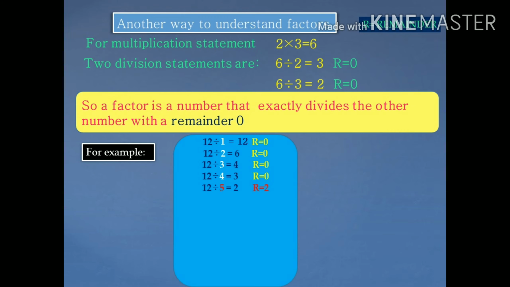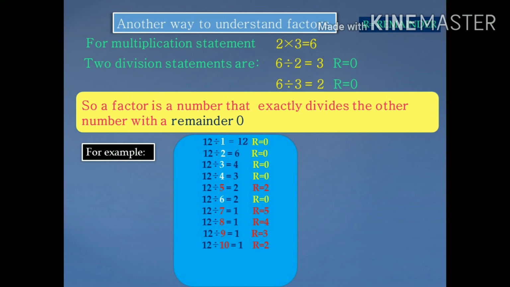12 divided by 5 is equal to 2, with remainder 2. 12 divided by 6 is equal to 2, with remainder 0. 12 divided by 7 is equal to 1, with remainder 5. 12 divided by 8 is equal to 1, with remainder 4. 12 divided by 9 is equal to 1, remainder 3.